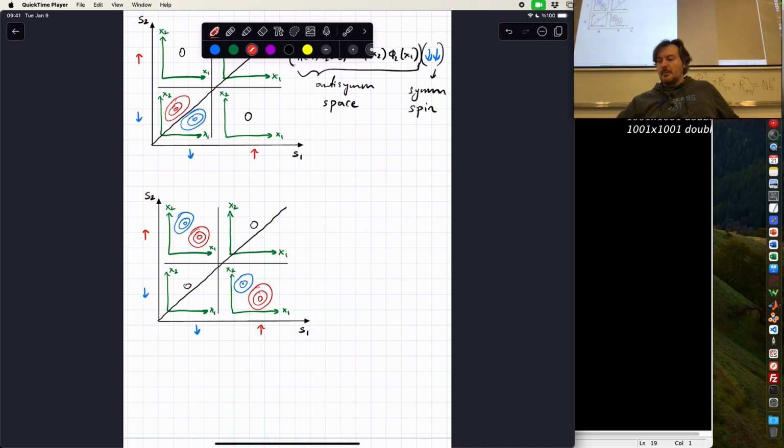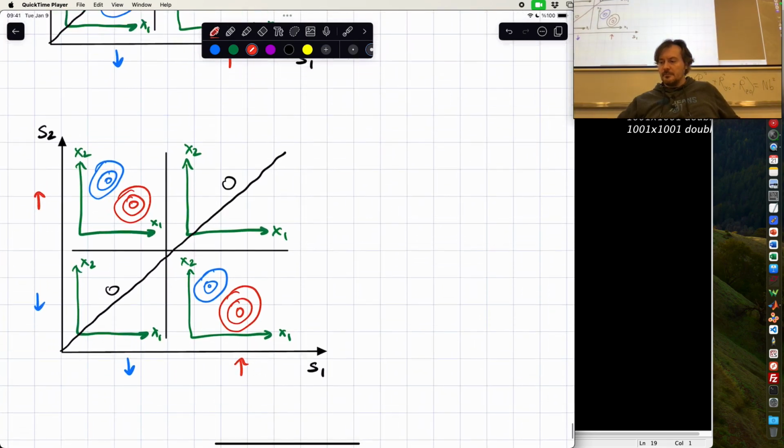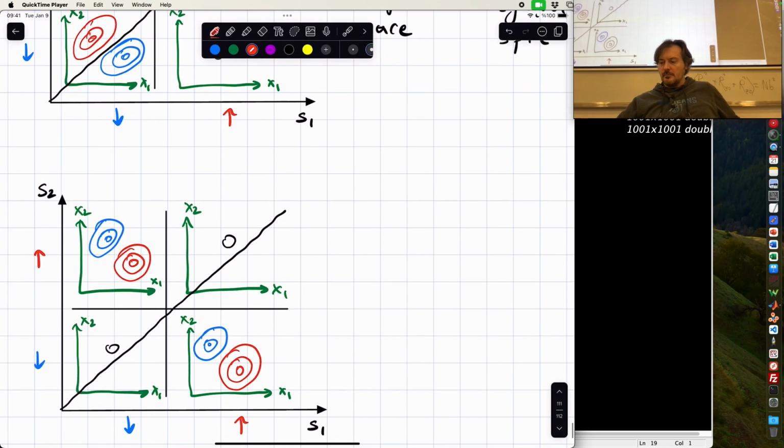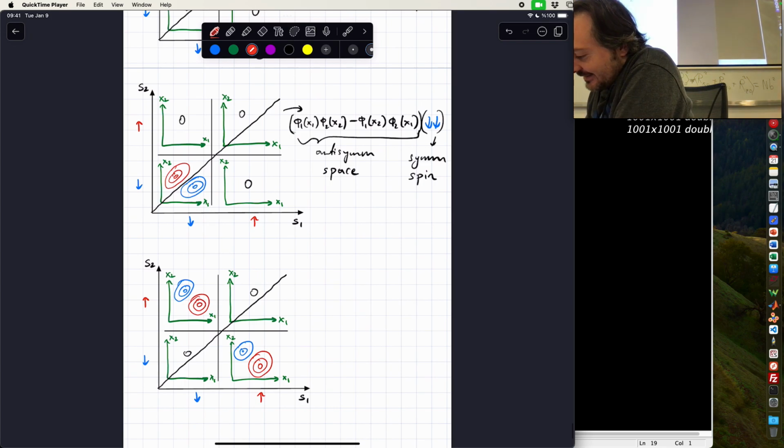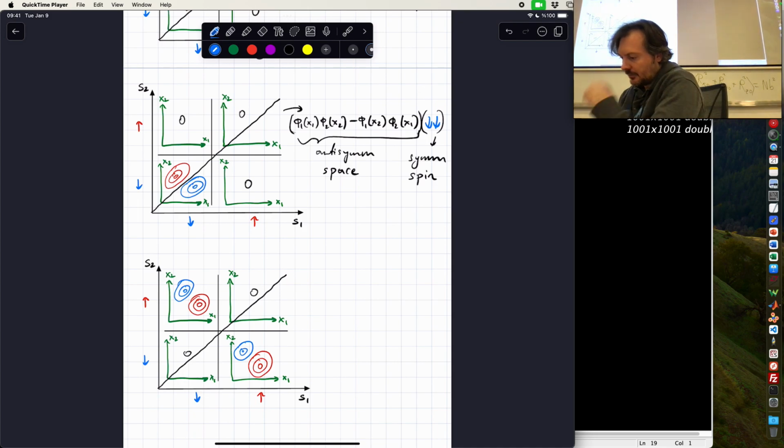Yes? What is this one? Both of them are symmetric. It's antisymmetric in both space and spin. No, it's symmetric in spin. Let me show you how. It's still symmetric in spin because what do we have here? Can I gather my thoughts?